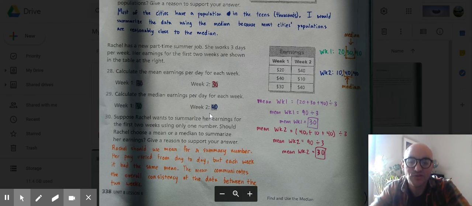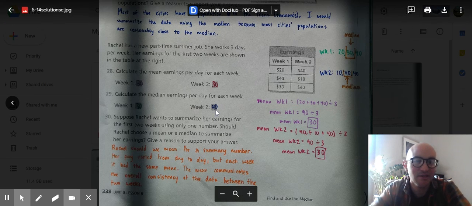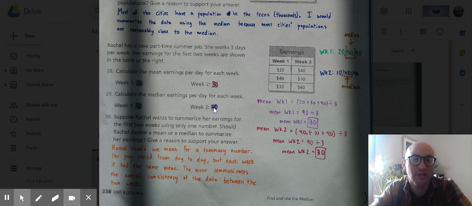The only reason I wouldn't choose the median here is because the median for week 1 is 30, which is the same as the mean, but for week 2 it's 40, and that 40 could be sort of misleading. If you thought, oh, well, the middle number she made was 40, and then you have a day where you only make $10, and you're expecting to make 40, that's a little bit frustrating. And so we want to use the number that gives us the most accurate, the most meaningful representation of our earnings. Okay. So the mean communicates the overall consistency of the data between the 2 weeks.